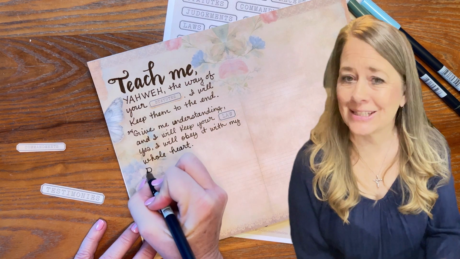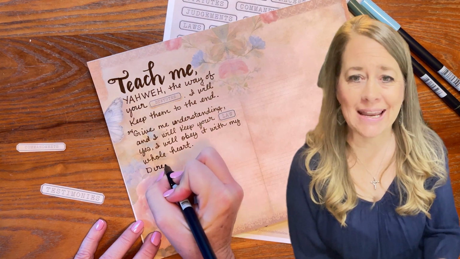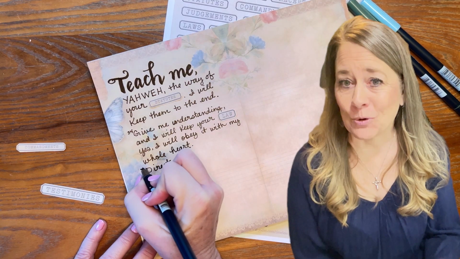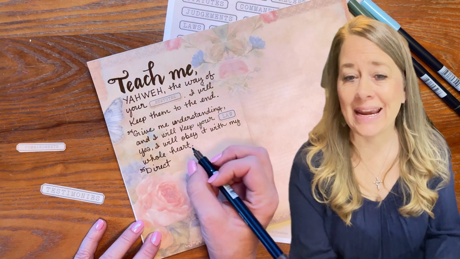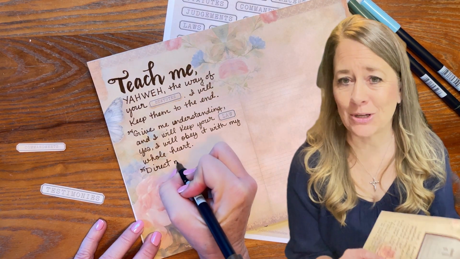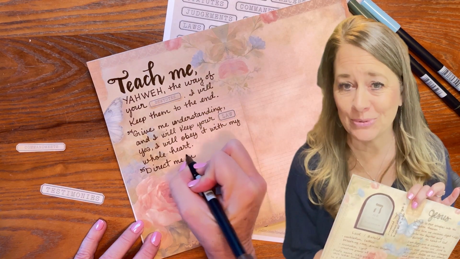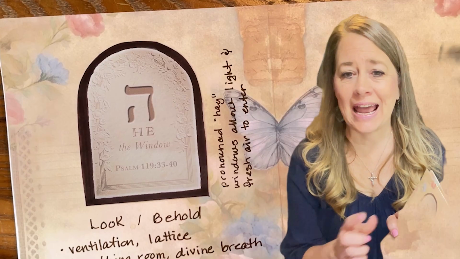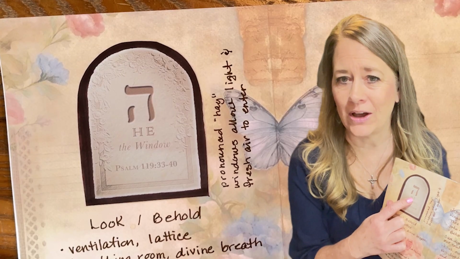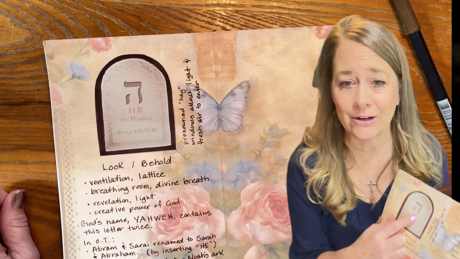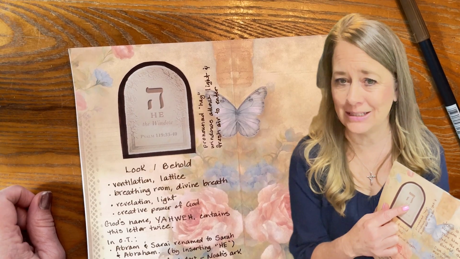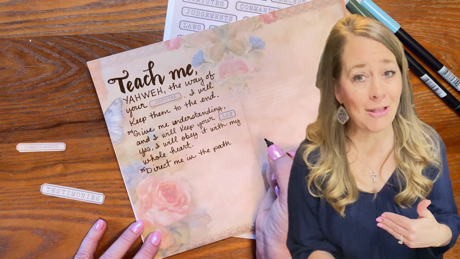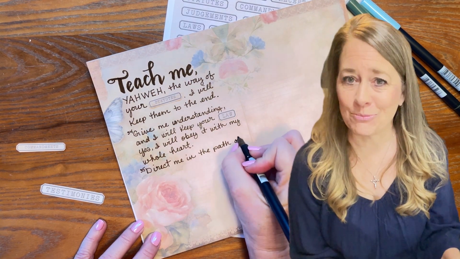What if slowing down and writing and creating around scripture could help you see Jesus more clearly? Creating these pages from Psalm 119 in my treasure book did exactly that for me, especially as I reflected on the meaning of the Hebrew letter associated with this passage, which is the letter He. So come along as I show you my entire process.